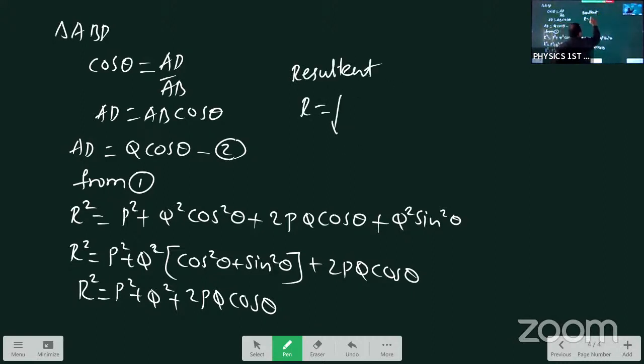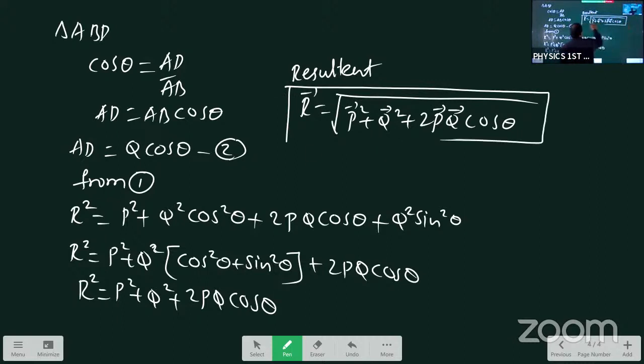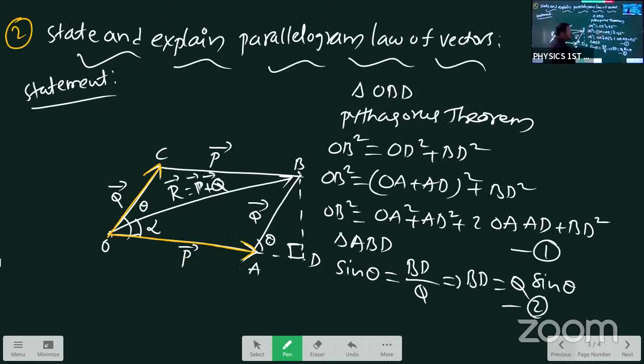R equals under root of P square plus Q square plus 2PQ cos theta. Keep the vector symbol. This is the resultant. We need the resultant and direction. This question's specialty is that it starts and ends with one triangle only, triangle OBD. OBD is a right angle triangle, so we wrote Pythagoras theorem. Now for angle alpha, from this direction we need tan alpha equals opposite side.